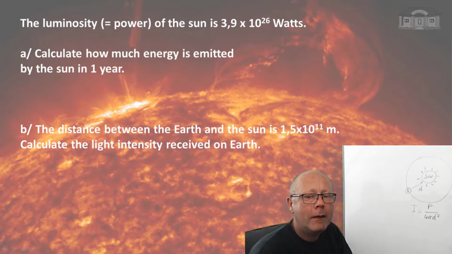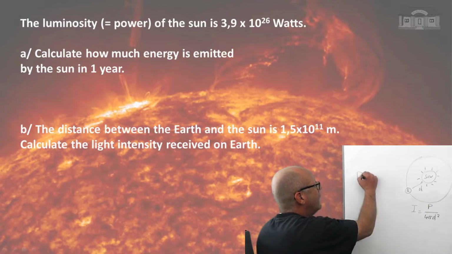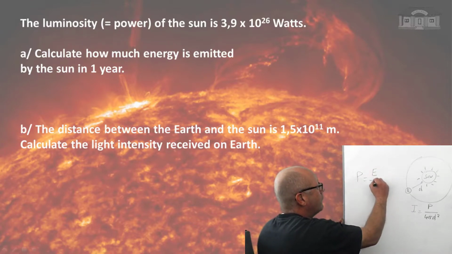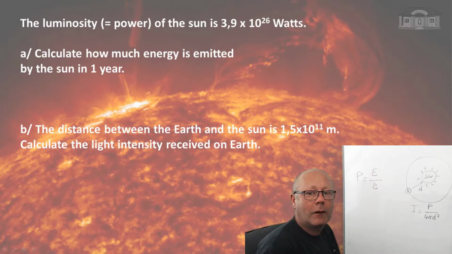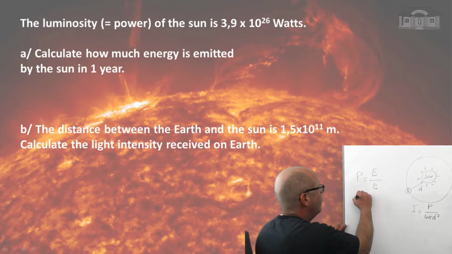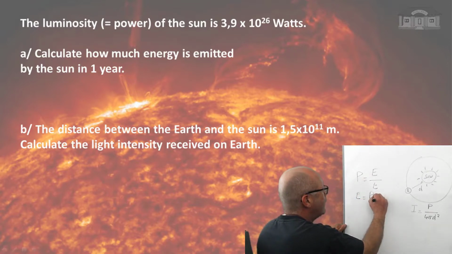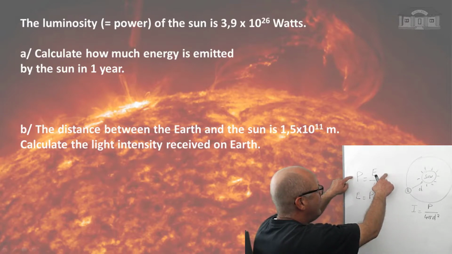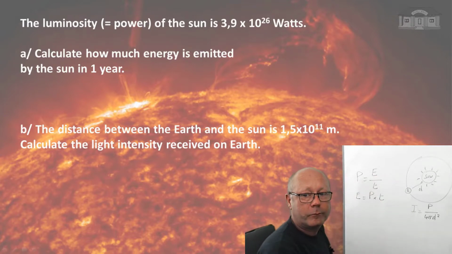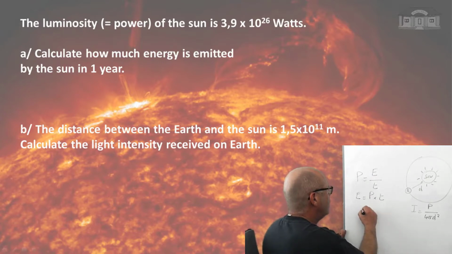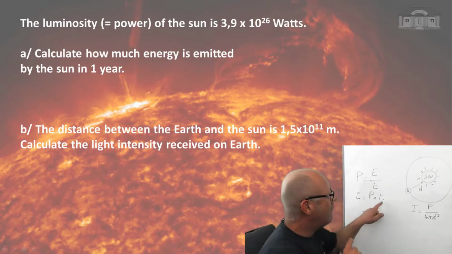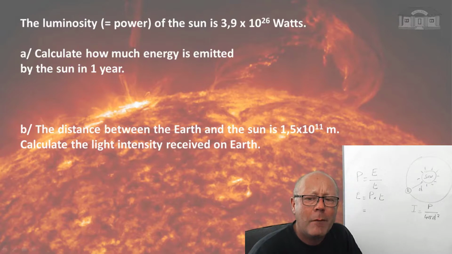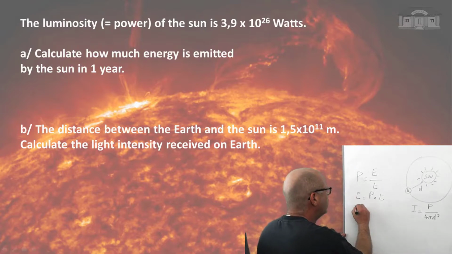Okay. So remember that power is the energy transferred divided by the time, per unit time. So I can write the energy is the power multiplied by the time, because I just multiply by time on both sides, and I end up with E equals PT. So, what time should I put? It's 1 year, but I need to put the time in seconds. So let's calculate the time in a year, in seconds.